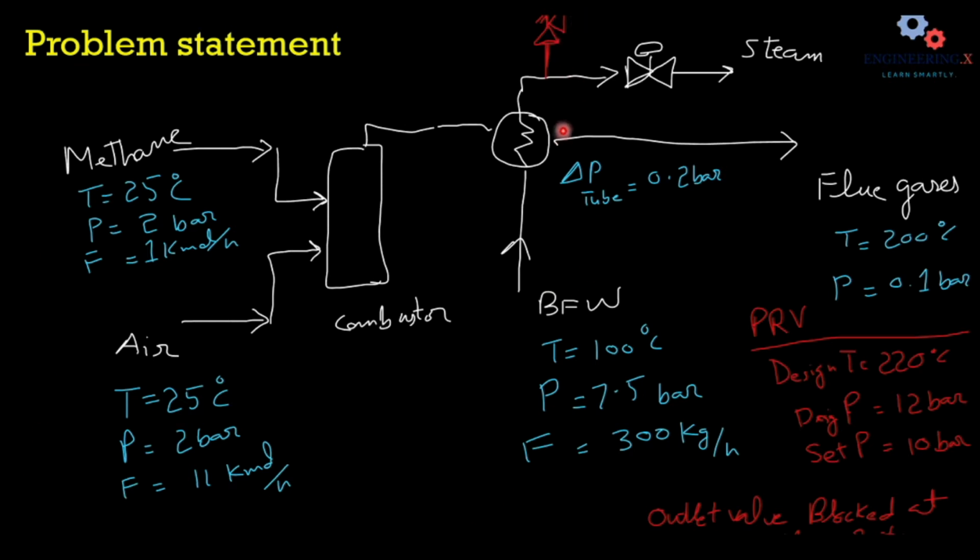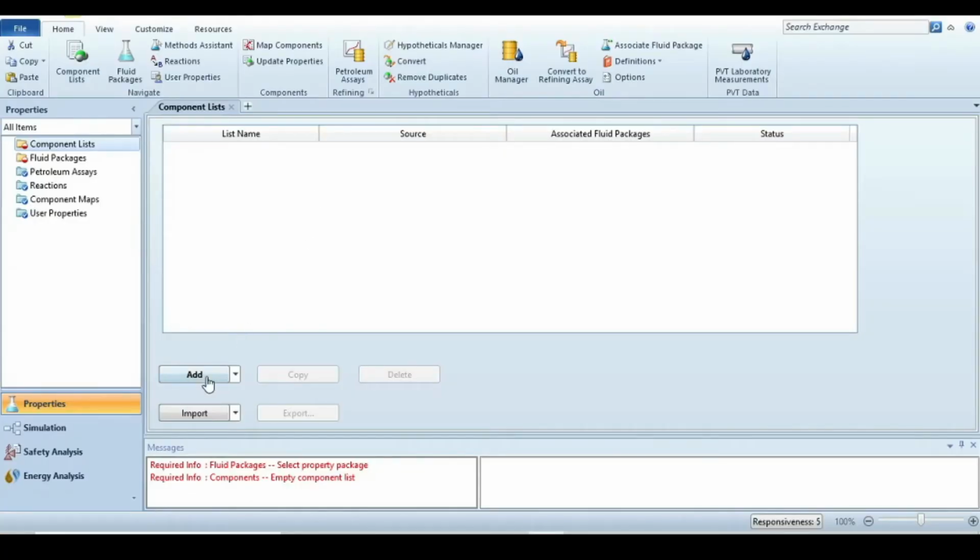So we are going to size this RV. Sizing means the size of orifice that we need, the nominal diameter of the pipeline to this RV, as well as the pipeline diameter at the outlet of this RV. So let's move to HYSYS to build this simulation, and then we will perform the relief valve sizing. So now we are in HYSYS.